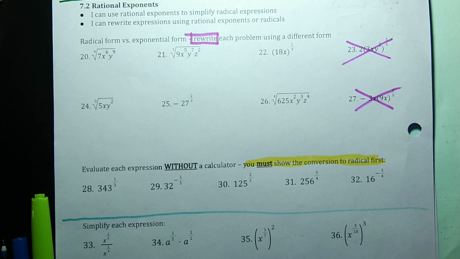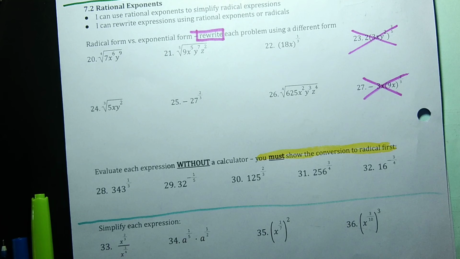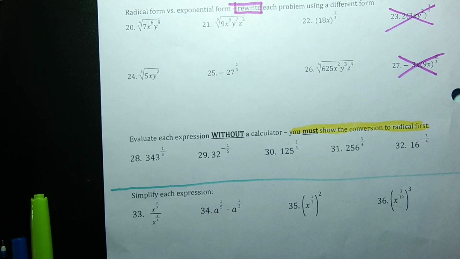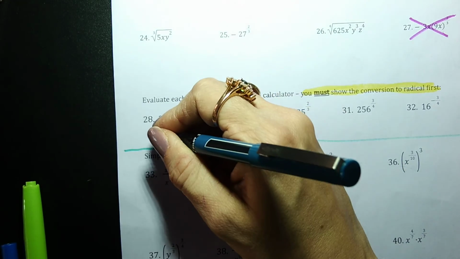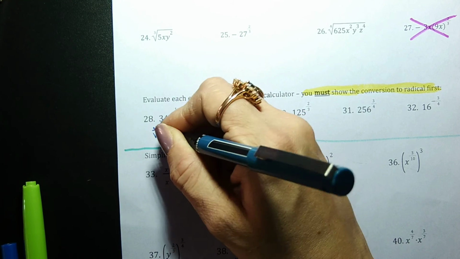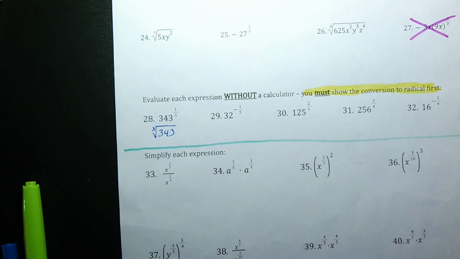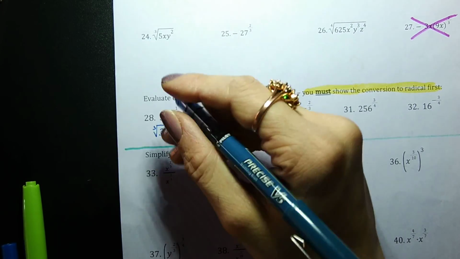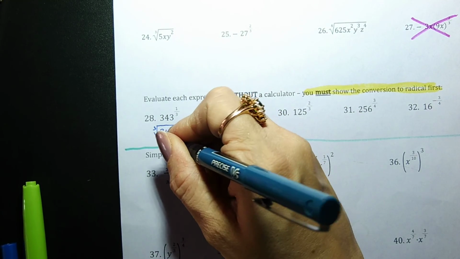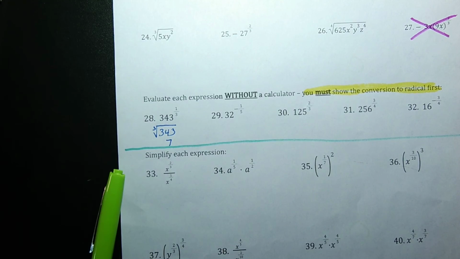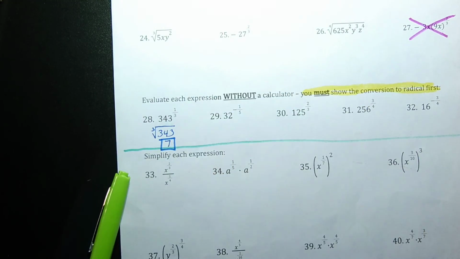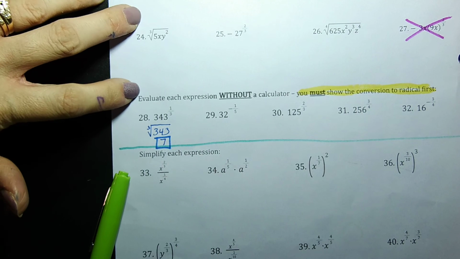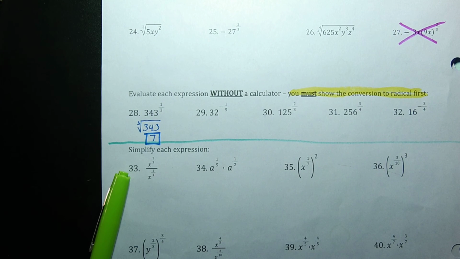So let's go ahead and go through, let's do 28, maybe 29 as well. So on 28, we only have the root power. So the only thing I need to show is that 343 to the 1/3 is the same as taking the cube root of 343, which, looking on your yellow sheet, would be equal to 7.